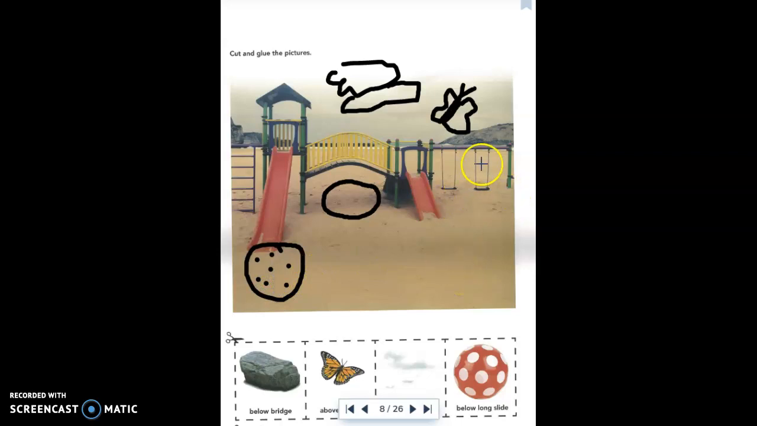So let's review our words for today: above and below. Finish all your work neatly and completely and put your papers back in your black folder so that I can check them later. Thank you.